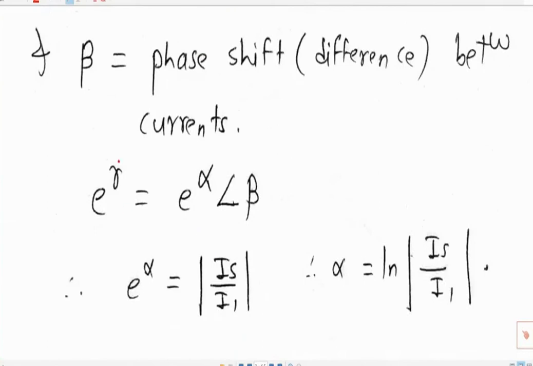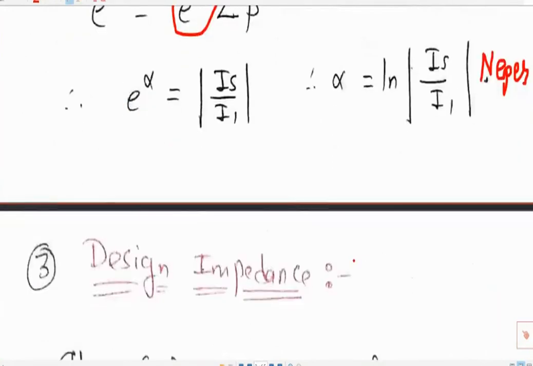Your e raised to gamma can be represented as e raised to alpha angle beta, where e raised to alpha is the magnitude and beta is the angle. So e raised to alpha equals the magnitude of Is by I1. If I take the log on both sides, because of e, I have to take the natural log. So alpha comes out as ln of the magnitude of Is upon I1, and the unit is Neper.